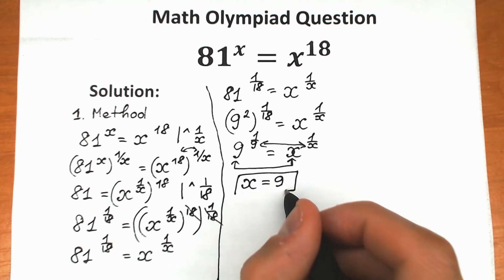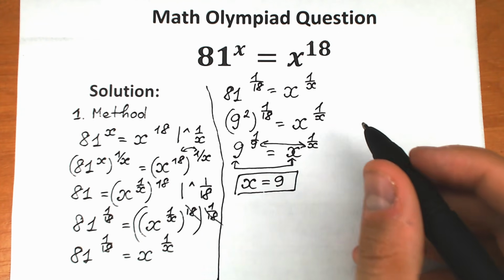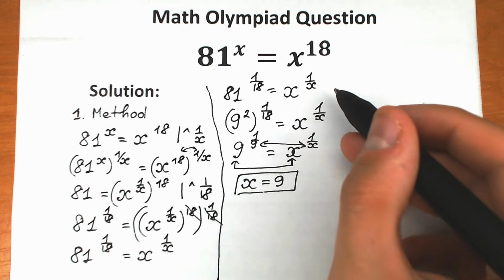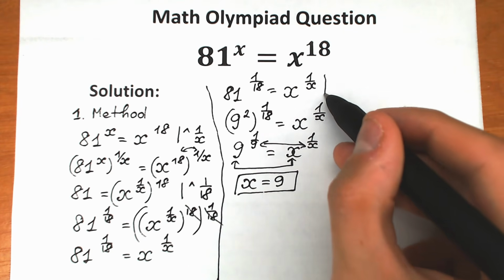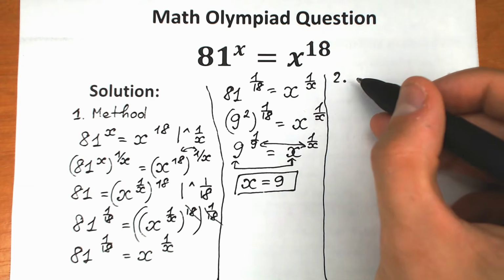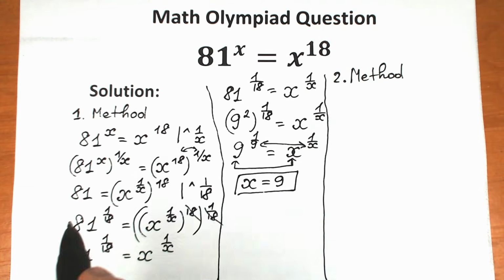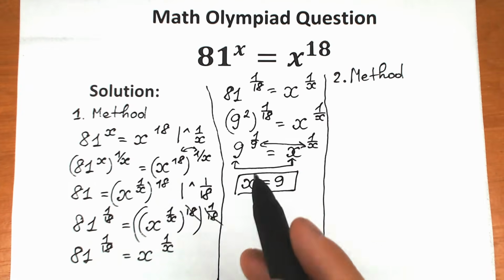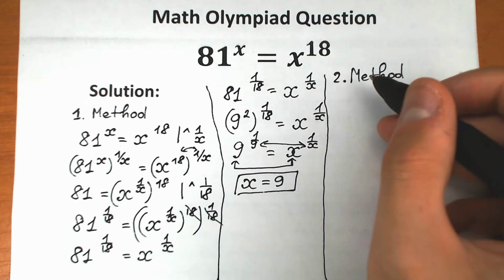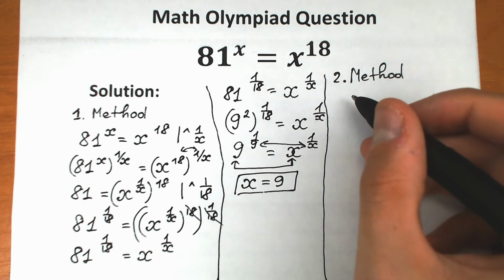This is our first interpretation, our first solution, but I want you to look at this second method. The second method is a little bit faster than the first one. Maybe someone doesn't like logs, so they should solve this according to the first interpretation, but for those who like logarithms, you can also apply natural log on both sides.